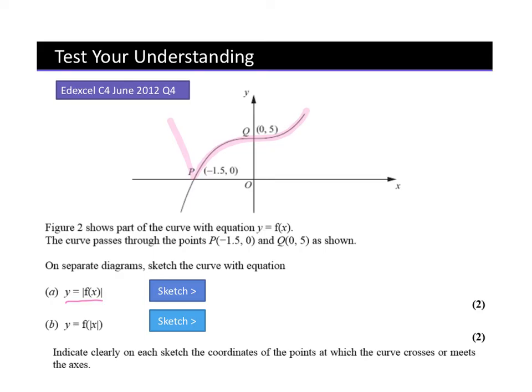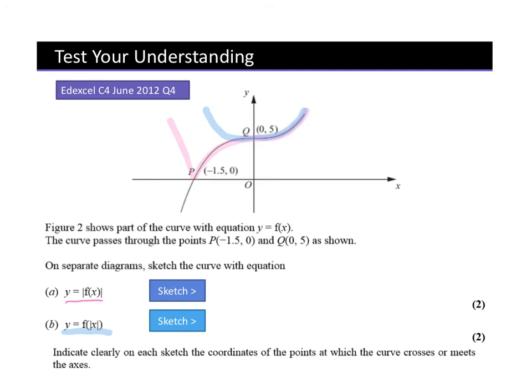Perfect. Then we have the modulus of x. So it's f of the modulus of x. So anything that's on this side here, positive x, we're going to keep. And what we're going to do is reflect it in the y-axis. So it's actually going to look like this. And now I'm going to reflect that. There we go. It says, indicate clearly on each sketch the coordinates of the points at which the curve crosses or meets the x-axis. So if you were to draw these two separately, again, you would just make sure that you've written these points.